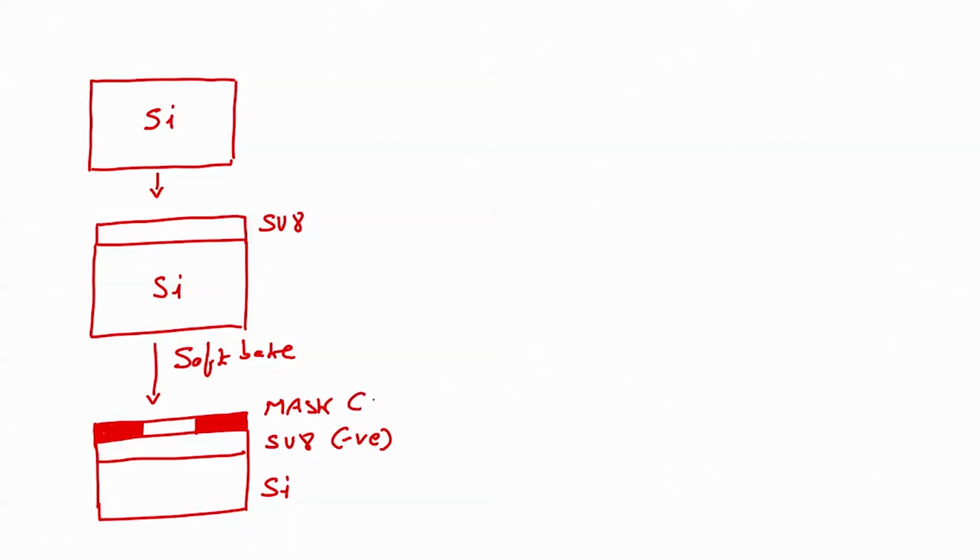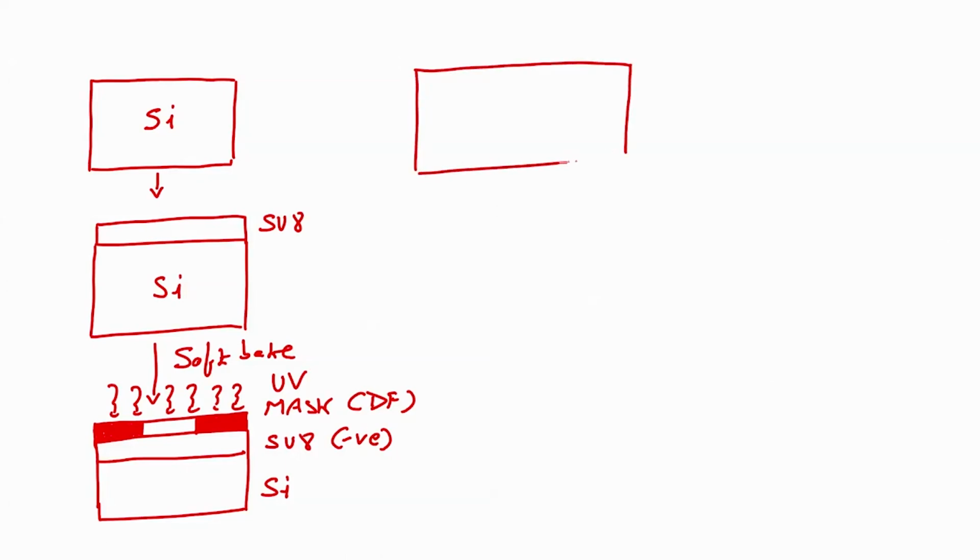Okay, this is your mask, it can be dark field. Now you expose your wafer with UV. After exposing, the next step would be to go for hard bake. SU8 is little bit different. So, you have to perform hard bake before developing SU8.